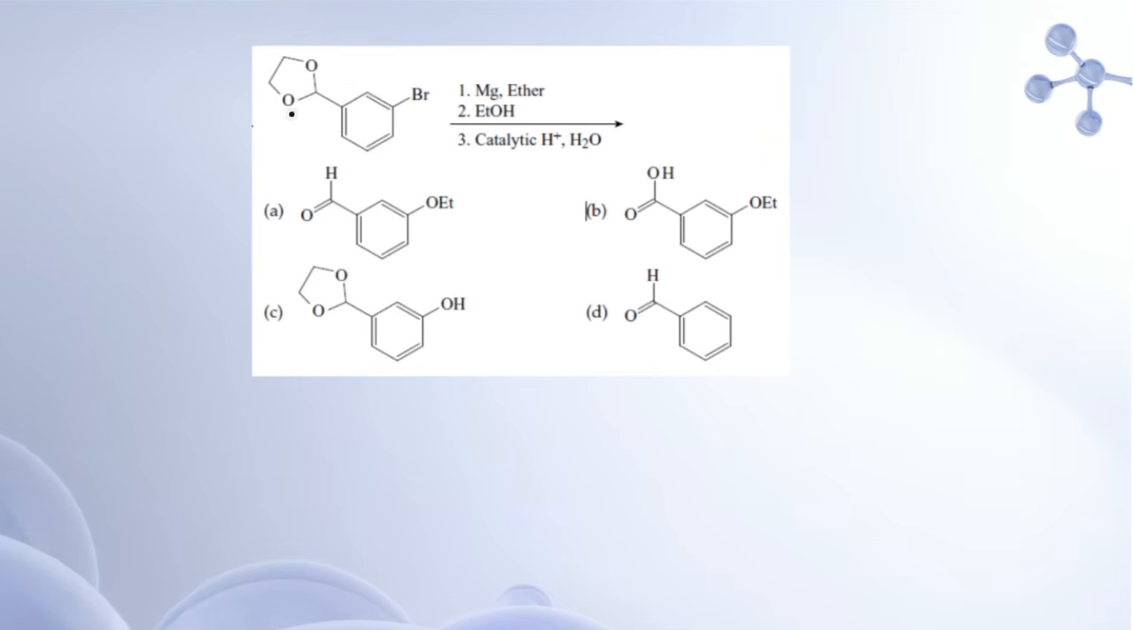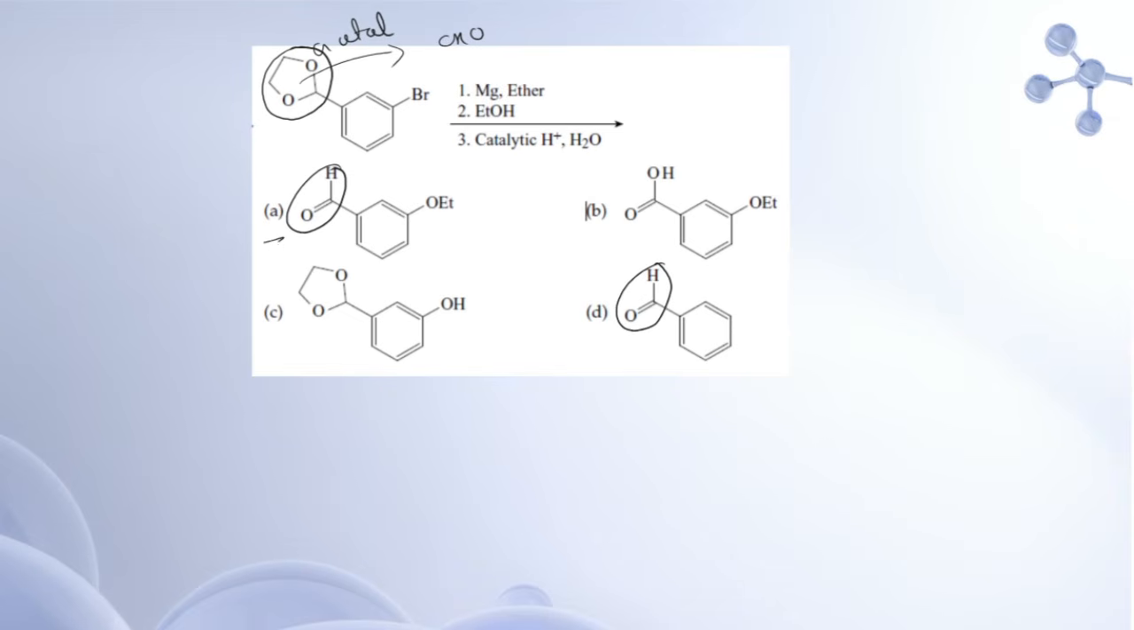In the first question, we have a haloarene attached to an acetal and it is treated with magnesium ether followed by ethanol and hydrolysis. So what will be the final product? Whenever we have an acetal, upon hydrolysis, we know that it's going to form an aldehyde. So just look for the options where we have an aldehyde, A and D.